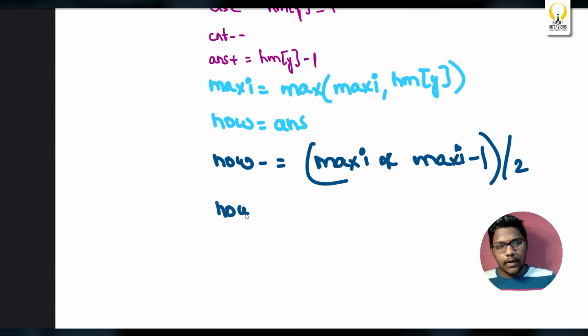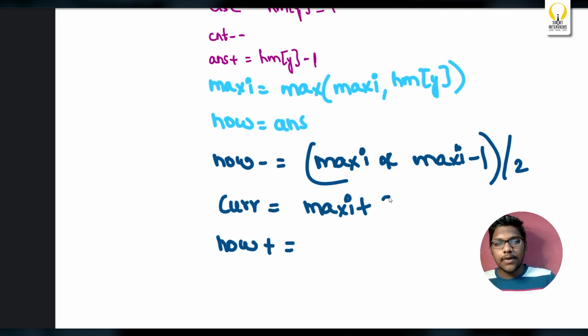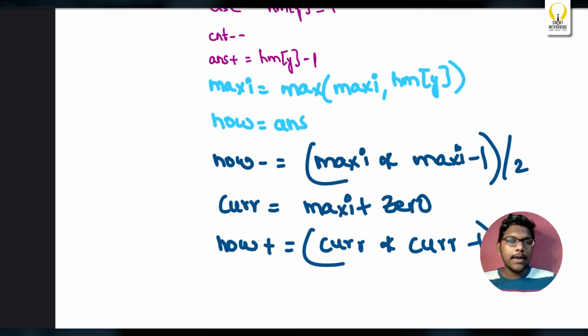And what's the update? What's the value that is getting updated? Some maximum plus number of zeros is being updated. Let's just say that is some current, which is maximum plus number of zeros. So this is now getting multiplied, which is current into current minus 1 by 2, and for every query you'll just print this value now.